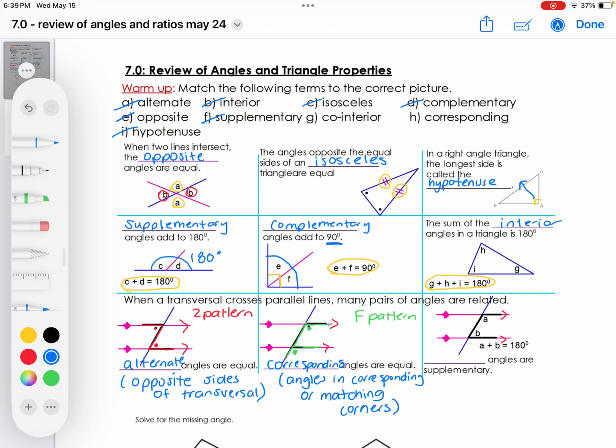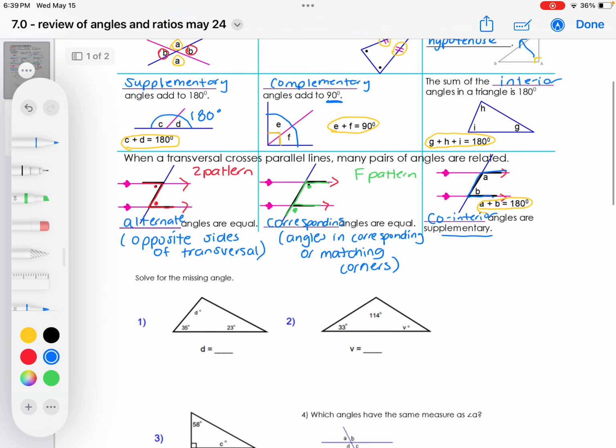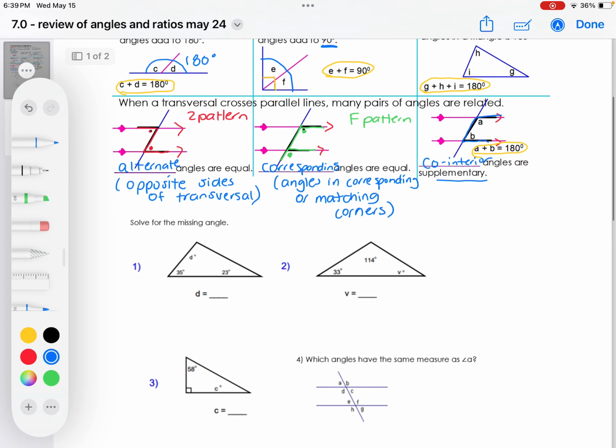The next one, last but not least, is co-interior. Sometimes this is referred to as the C pattern, but this time they're not equal, they're supplementary, which means that they add to 180. Okay, so these are the relationships that we potentially could need as we start to solve triangles. But for today, we're just going to use these relationships as you probably did in grade 9.